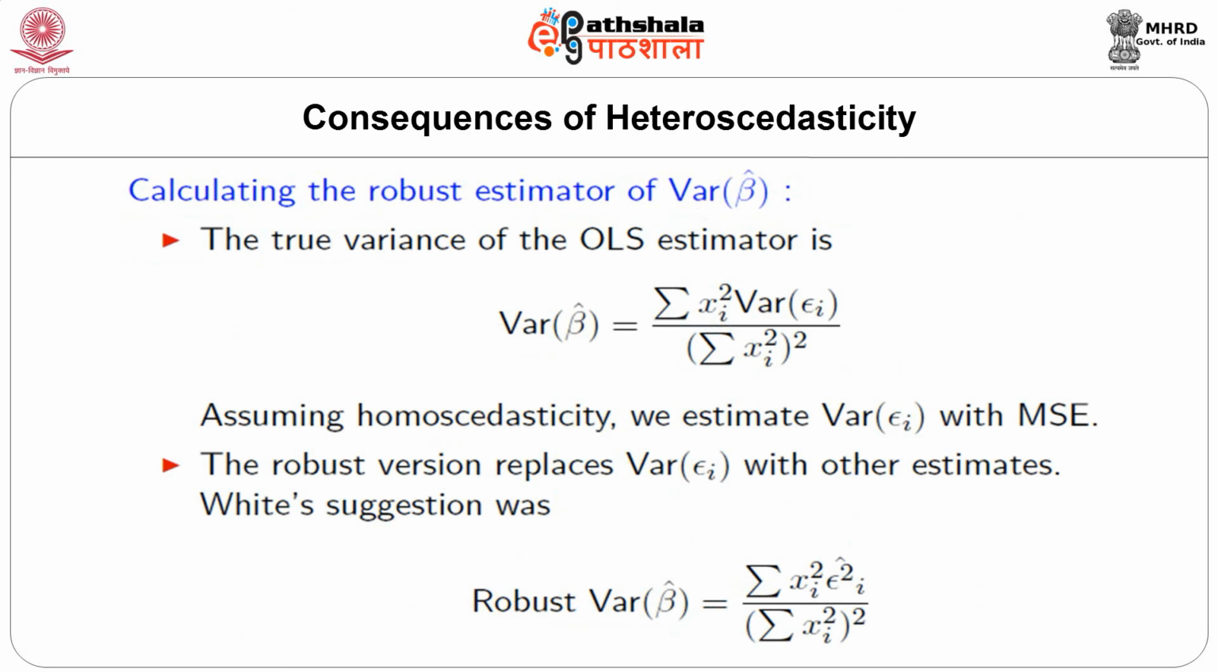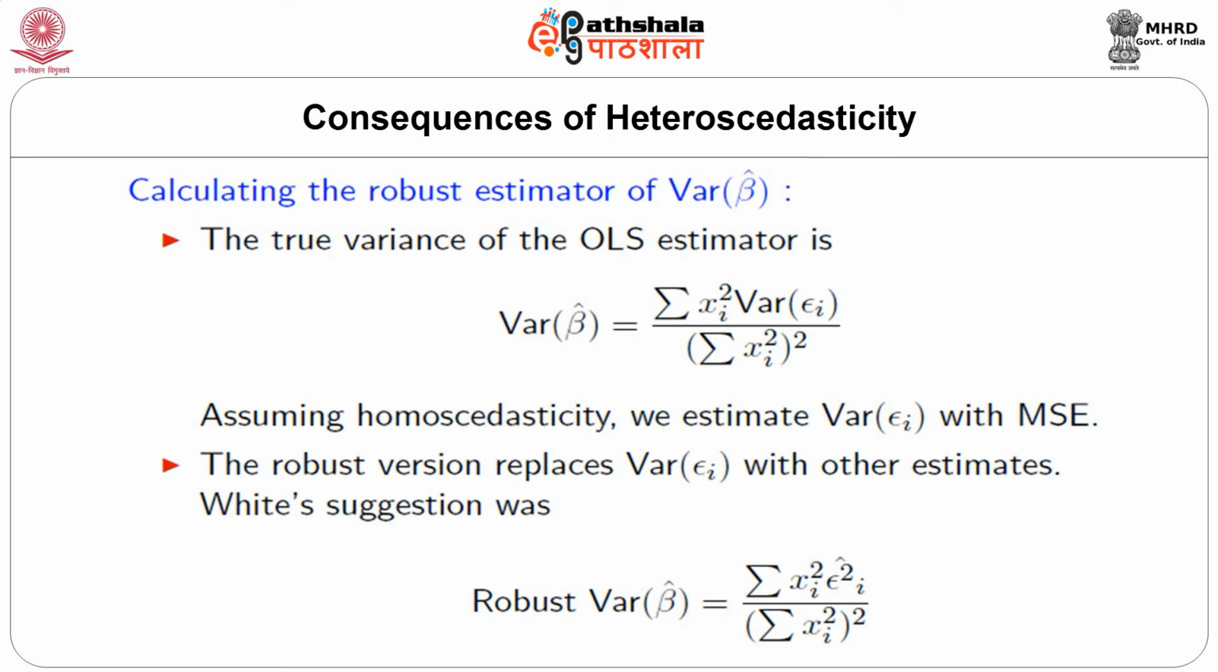What we do in order to calculate the robust estimate of variance of beta hat is that we know the true variance of the OLS estimator, variance of beta 1 hat, is given by summation xi square times variance of ei divided by summation xi square whole square. Assuming homoscedasticity, we estimate sigma e square with MSE. So, variance of beta 1 hat now equals MSE divided by summation xi square, and the square root of this expression will give us the standard error of beta 1 hat.